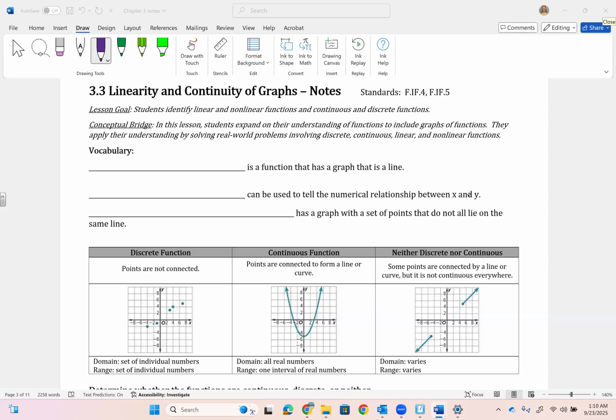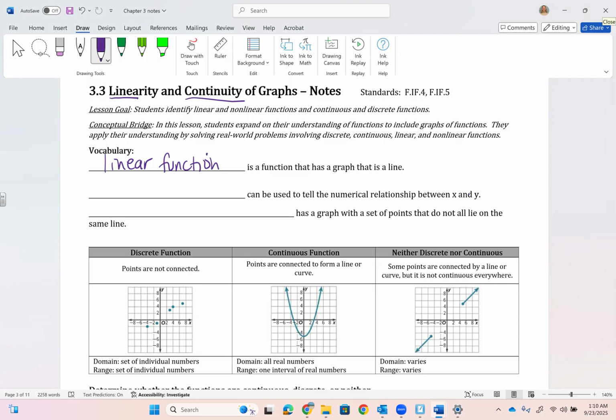All right, so today we're talking about linearity. So if things are a straight line, and then also continuity, are they continuous or are they kind of choppy? And so the first thing would be a linear equation or a linear function, is when you graph it, it makes a straight line.